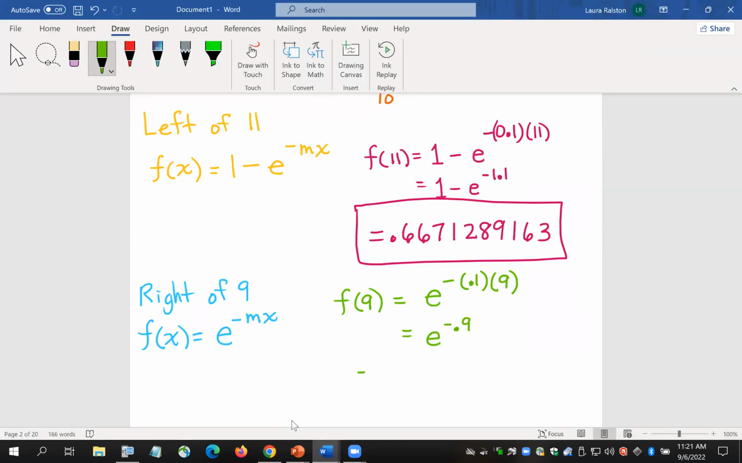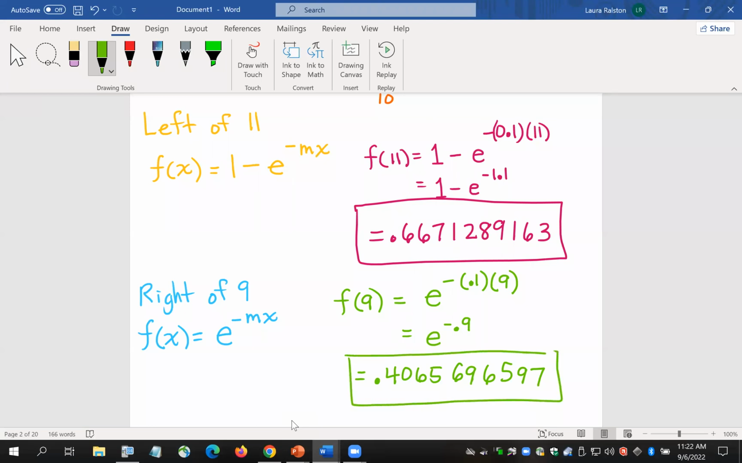So this one equals 0.4065696597. So there's my answer for 9. And then to get my final answer, I need to subtract these two numbers. So I'm going to go back to my calculator.